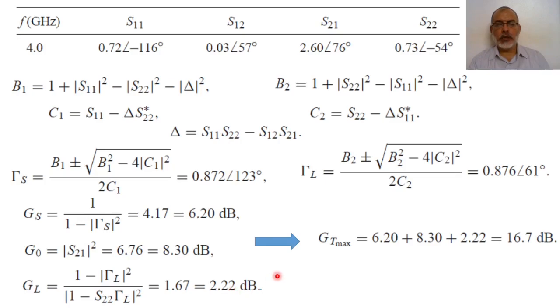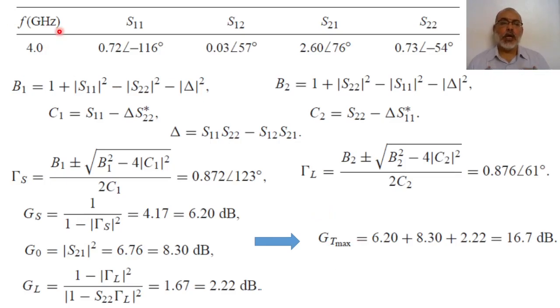The total gain, so the total transducer gain or the maximum transducer gain, would be in dB the summation, because in dB we are summing the gains together. So in dB it would be the summation of this: 6.2 plus 8.3 plus 2.22 would be 16.7 dB. This is the maximum transducer gain obtained at 4 GHz.